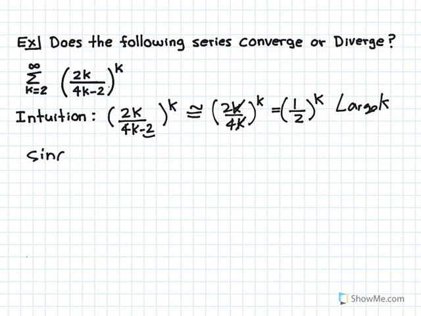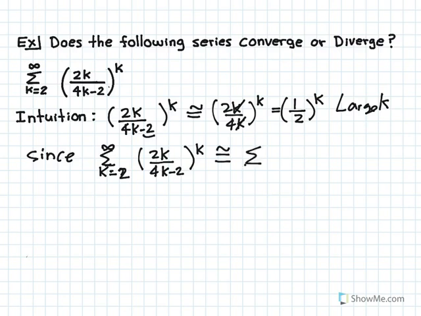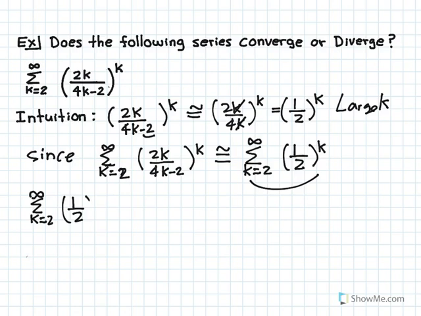Since our given series, the summation from k equals 2 to infinity of (2k divided by 4k minus 2) to the power of k, behaves approximately like the summation from k equals 2 to infinity of (1/2) to the k, which is a convergent geometric series with common ratio of 1/2, less than 1.